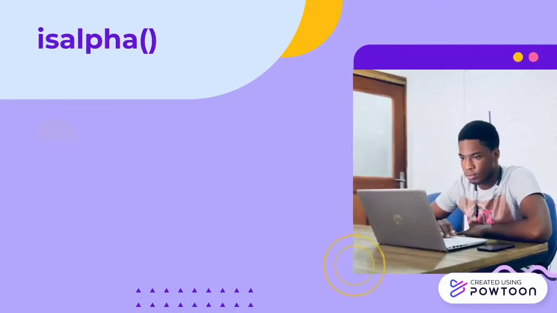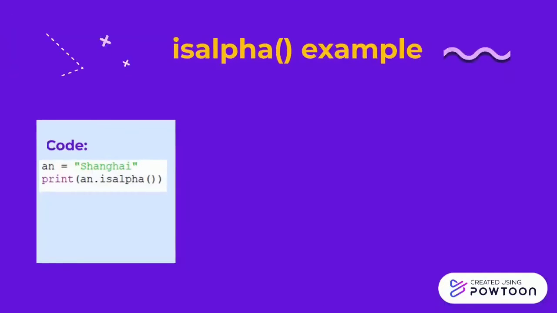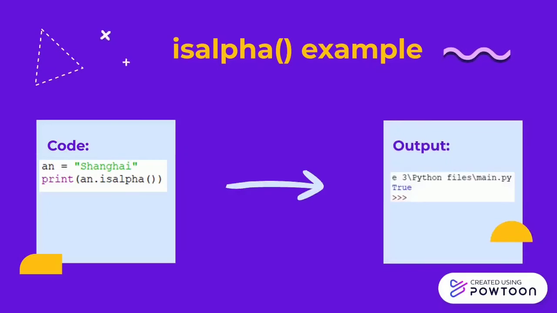17. isalpha. Returns true if all characters are alphabet letters from A to Z. Here's an example. The isalpha method checks if all are alphabets and outputs true if all are alphabets.